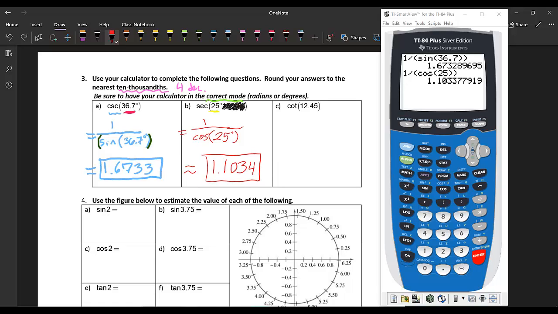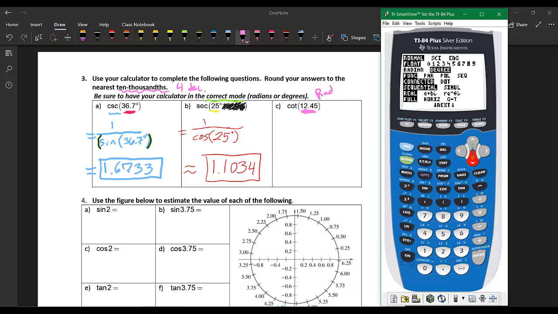And now finally, in part C, it says go ahead and do the cotangent of 12.45. So first I need to find my units. 12.45 does not say degrees, so this is definitely in radians. So let's go to our mode, change our mode back to radians, and then exit that menu. And now we need to find the cotangent of 12.45 radians.